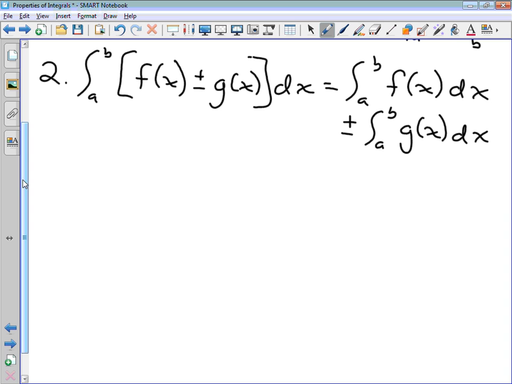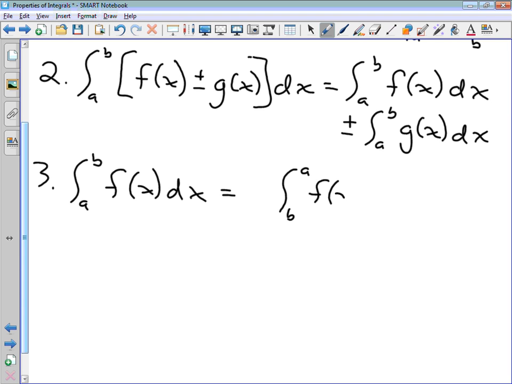Another one to keep in mind, this is number 3 here. If we have the integral, again, from a to b of some function f(x) dx, and we interchange the limits of integration, so instead of integrating from a to b, we integrate from b to a, the values of the integrals are going to be the same, except the sign is going to be opposite. So when we reverse the limits of integration, we just reverse the sign on the integral.